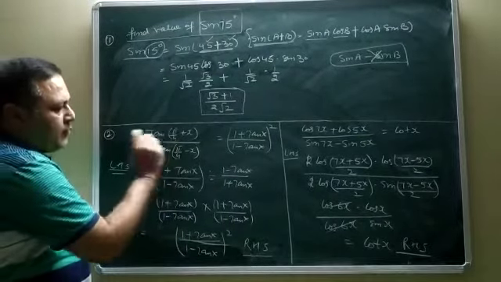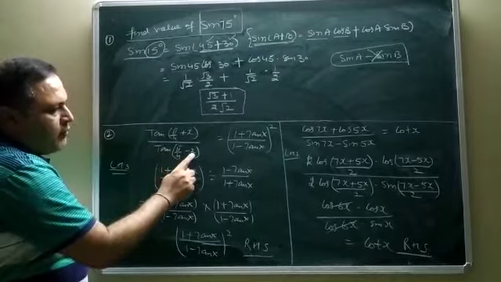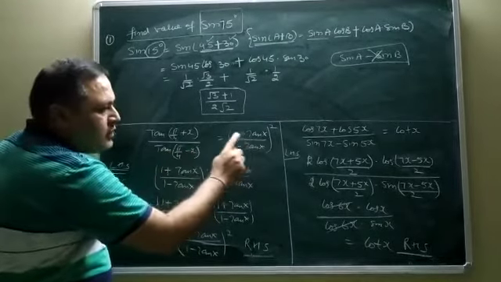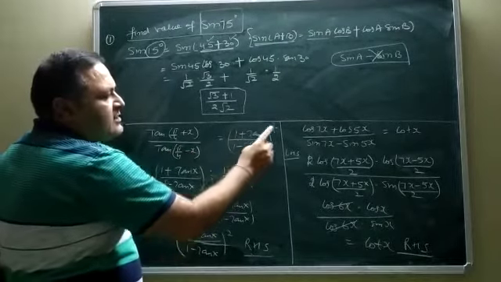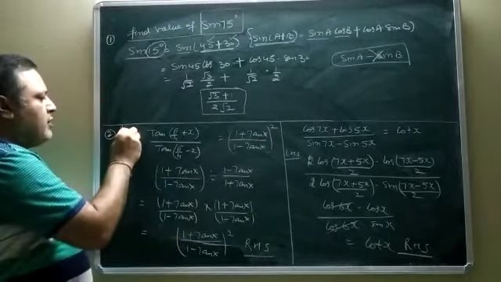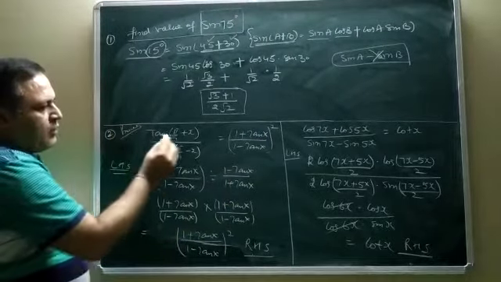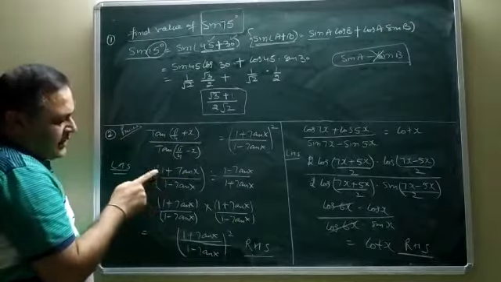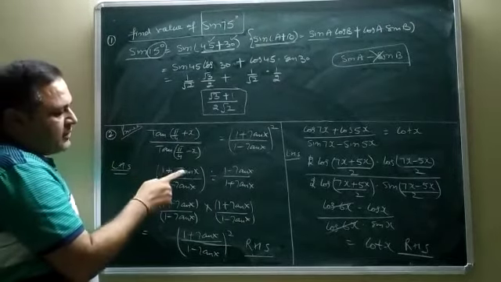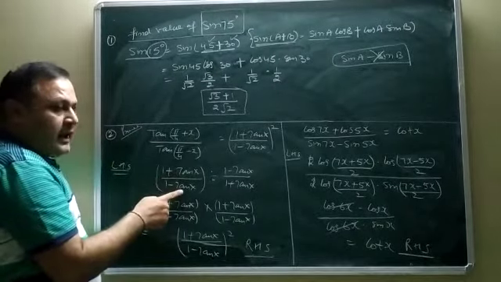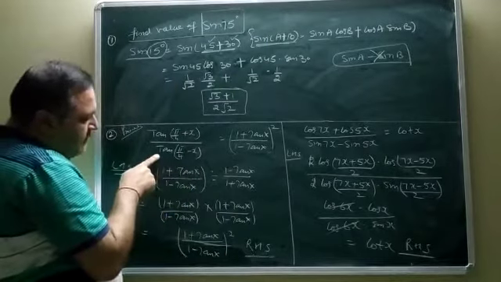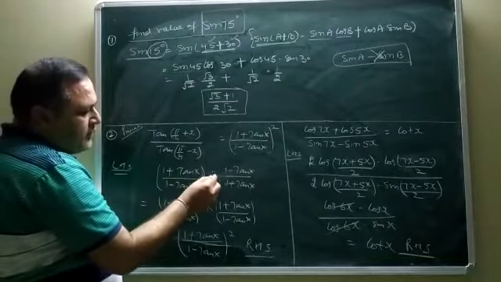Tangent of pi by 4 plus x upon tangent of pi by 4 minus x is equal to 1 plus tan x upon 1 minus tan x whole square. We have to prove the following result. Now, tangent of pi by 4 plus x, if you know the formula, it is 1 plus tan x upon 1 minus tan x. And it is division, so I write the symbol of division here.